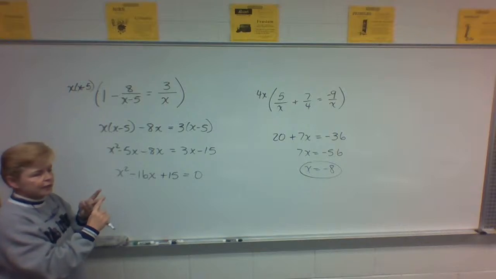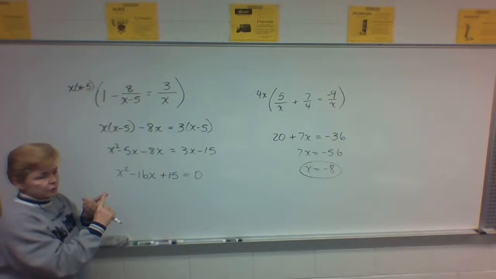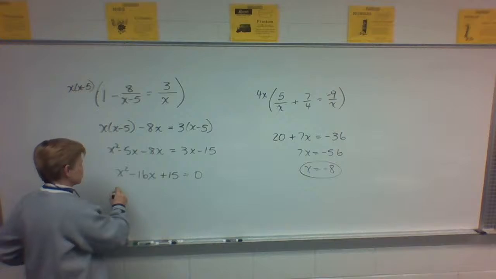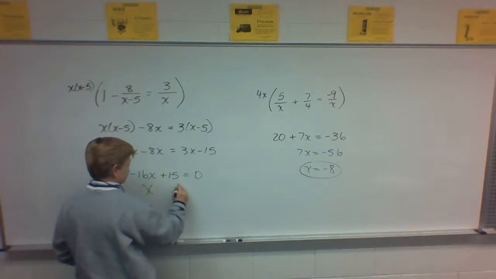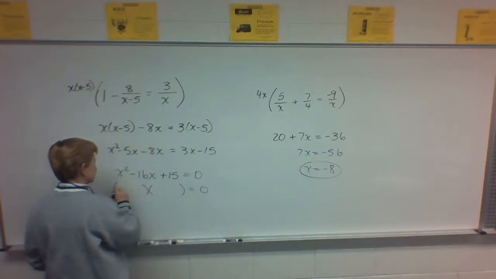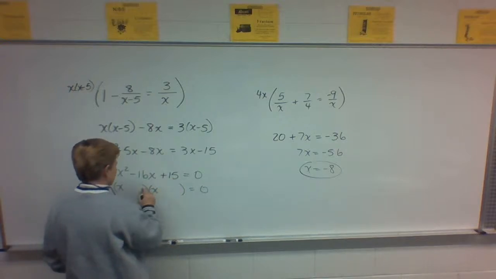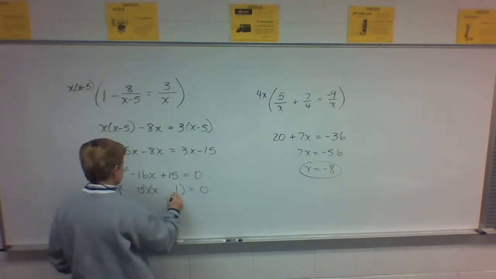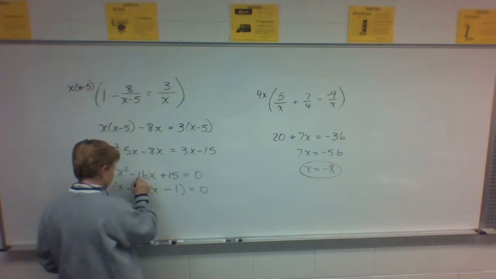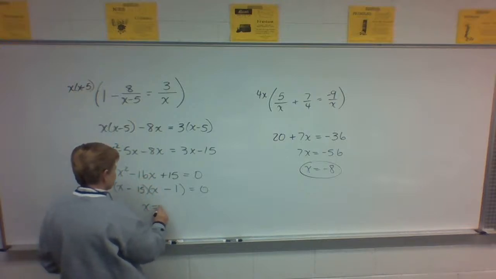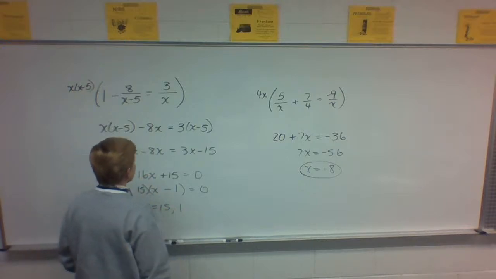You can polyroot find it. You can graph it and find the zeros. I'm going to factor because it's the quickest. If you can recognize it'll factor, factoring is always quickest. That's the reason why we even leave it as an option. I'm going to have 15 and 1. And they're both going to be negative so that I can get down to negative 16. So x is either 15 or 1.